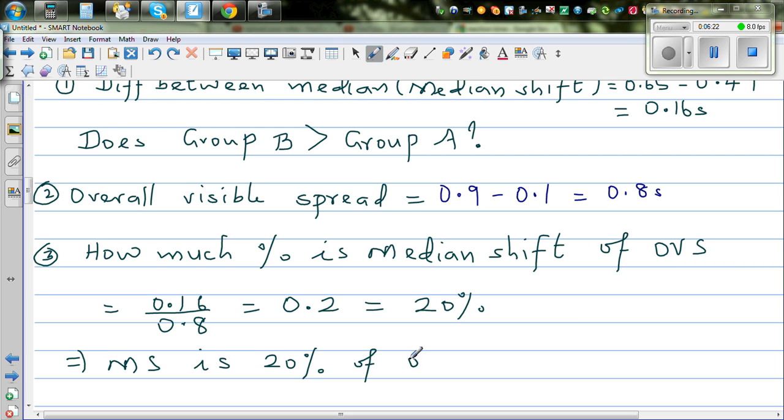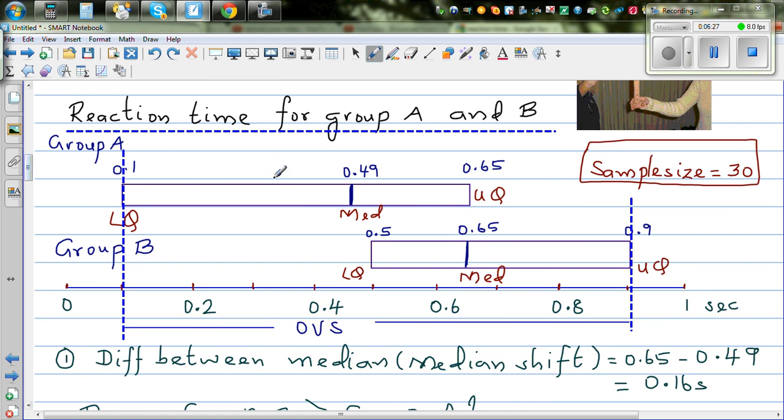Now, what does that mean? That means for this box A, the median of box A is 0.49 and the median of box B is 0.16. So our question is, is this difference big enough to make the claim back in the population that group B has a greater reaction time than group A? That was our question.